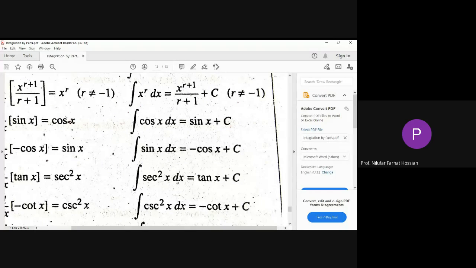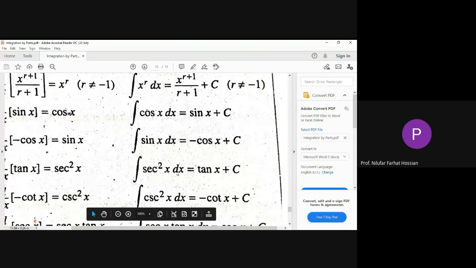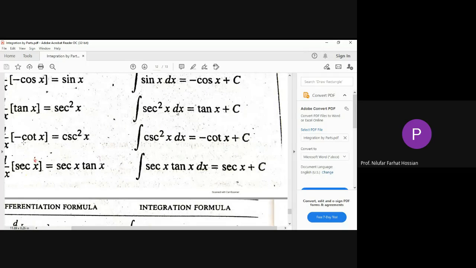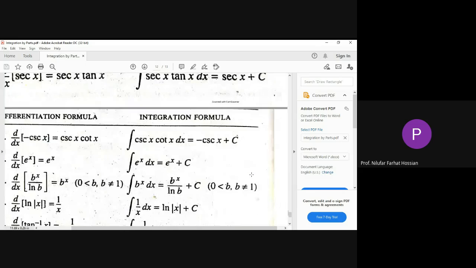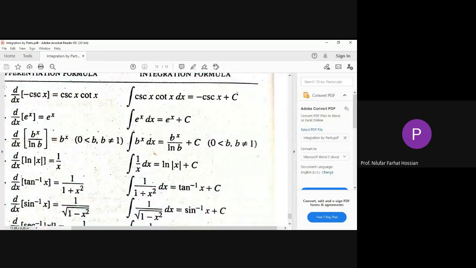Integral of sec square, you see, is just the inverse process. d/dx of tan x was sec square x. So the integral of sec square x will be tan x. d/dx of cot x was minus cosec square x. So integral of cosec square will be minus cot x. Integral of sec x tan x will be sec x. d/dx of cosec x is minus cosec x cot x. So integral of cosec x cot x will be minus cosec x. d/dx of e to the power x is e to the power x. So integral of e to the power x will be e to the power x.